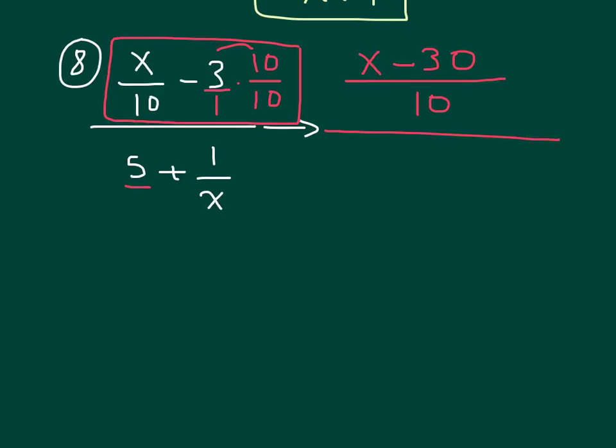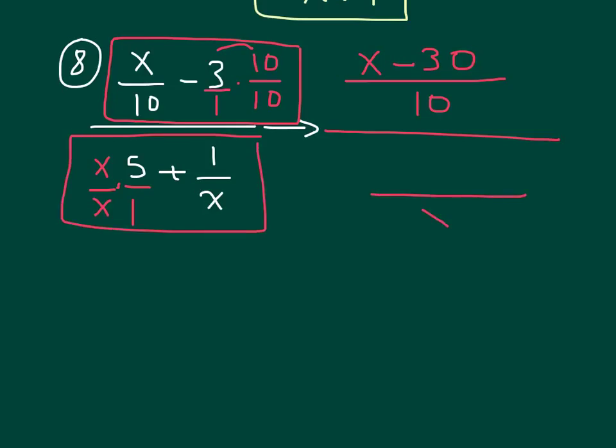On the bottom, I need to do the same thing. So I'm going to go ahead and do a common denominator, which is x. That's the least common multiple of the two. And then when I multiply, I am going to have a common denominator of x. And on the numerator, I have 5x plus 1.